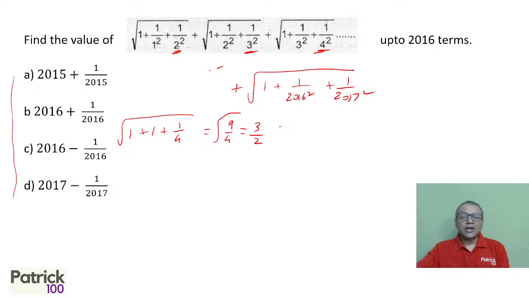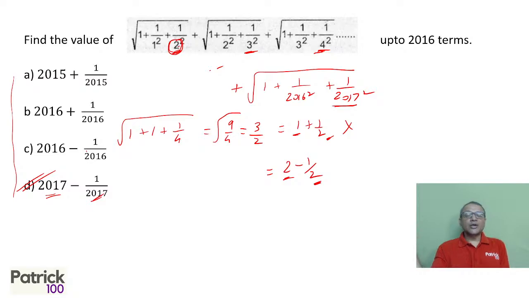I can write it as 1 plus half, but this number and this number have to be the same, so not this way. I can write it as 2 minus half. Yes, 2 and 2 are the same. Now you can generalize. When the last number is 2, you can make out 2 minus 1 by 2. So when the last number is 2017, the answer will be 2017 minus 1 upon 2017, D option.